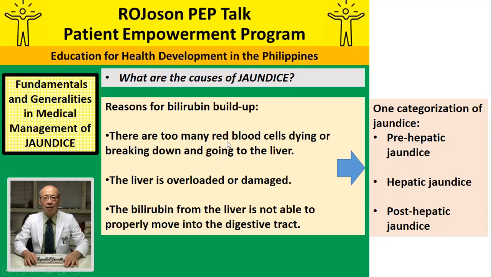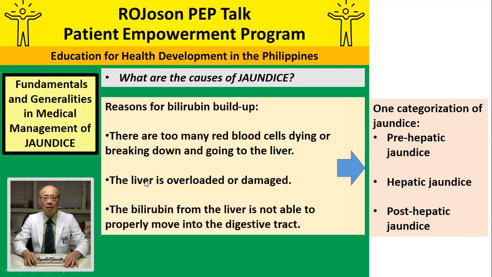There are too many red blood cells dying or breaking down going to the liver. That's why it's called pre-hepatic. Now, before it goes to the liver, there's a breakdown of too many cells, and this is usually seen in patients with blood disorders, okay? Diseases of the blood in which there is easy breakdown of too many red blood cells.